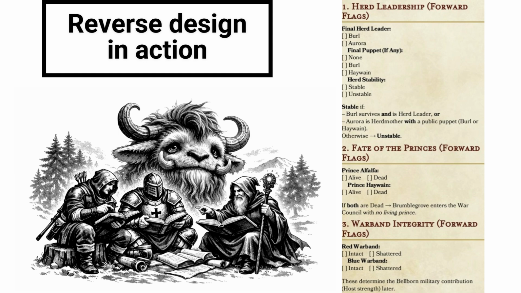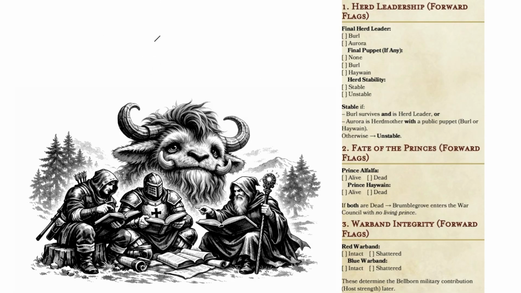At this stage, nothing of substance has been written. There are no encounters, no locations, no arcs, no branching scenes. Only a constrained resolution surface exists. This is reverse design. We have defined the picture before creating the pieces.